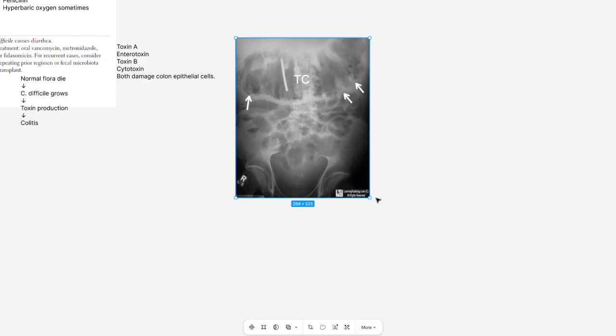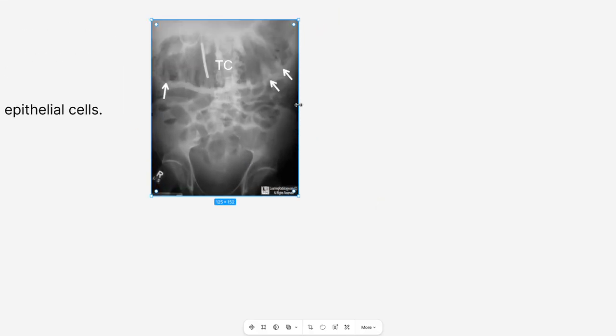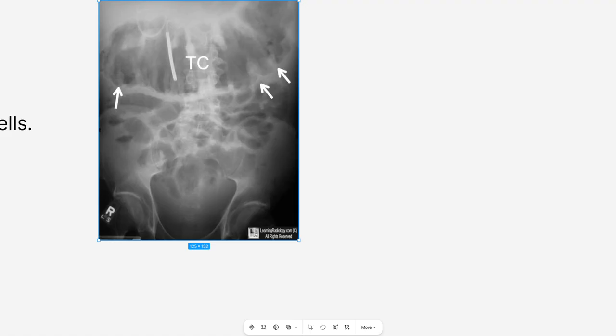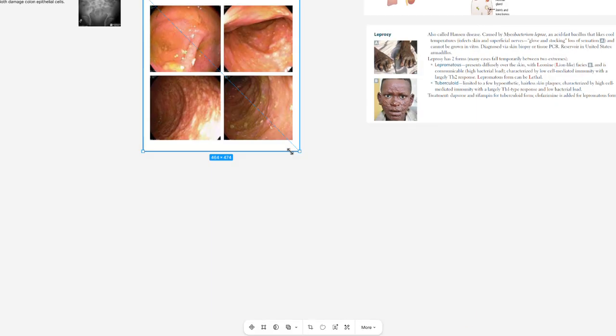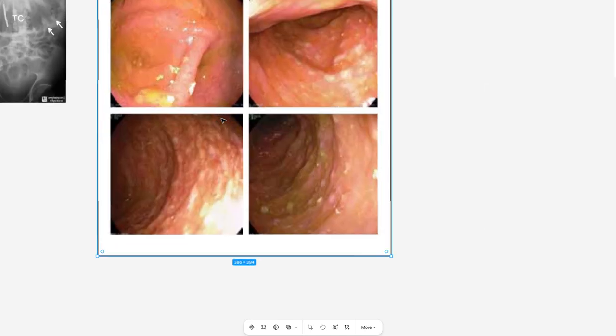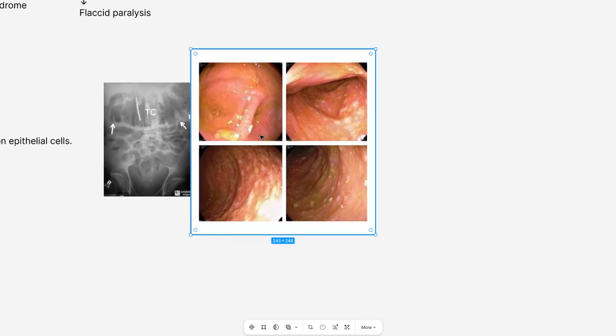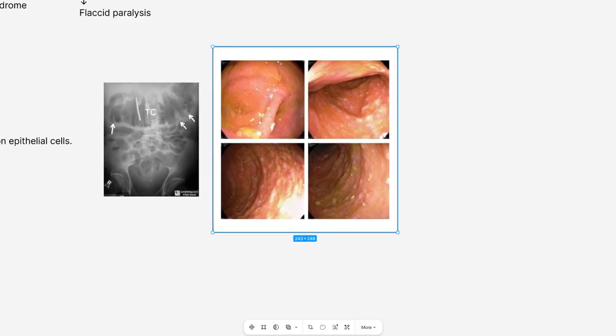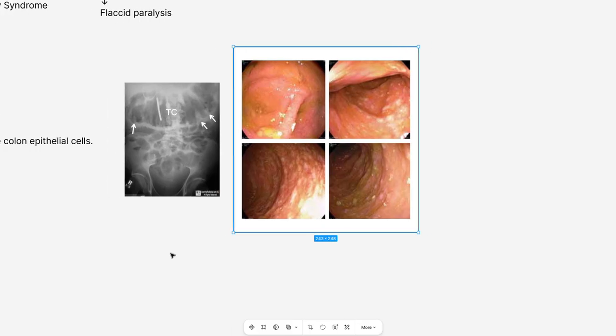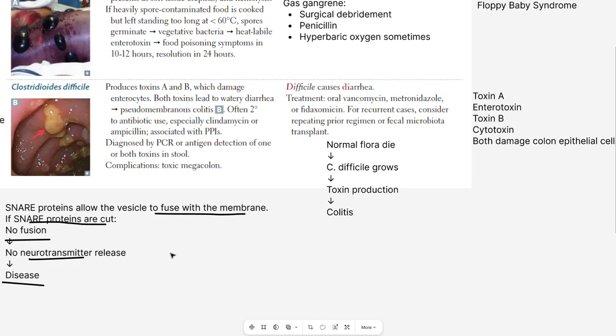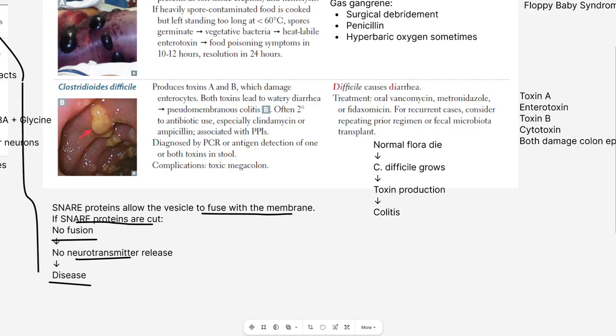I'm going to punch it here for you. So look at these arrows. You can see these yellow pseudomembranes. I'll show you another picture of it also, an endoscopic picture here. So look, can you appreciate this pseudomembrane here? This yellow plaque. This is something we get in C. difficile. All right. You diagnose by getting a stool PCR and toxin antigen testing.